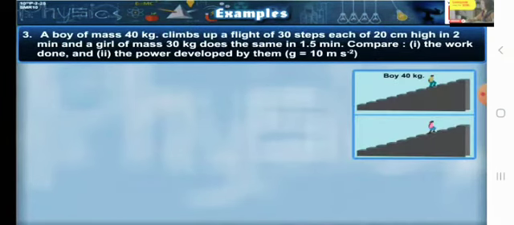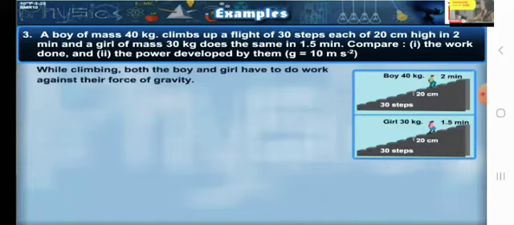3. A boy of mass 40 kgs climbs up a flight of 30 steps each of 20 centimeters high in 2 minutes. And a girl of mass 30 kgs does the same in 1.5 minutes. Compare first the work done and second the power developed by them. G is equal to 10 meter per second square.